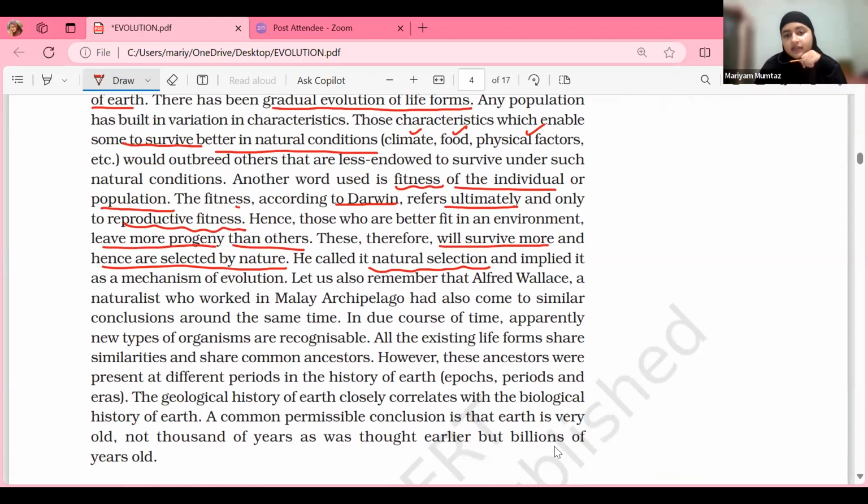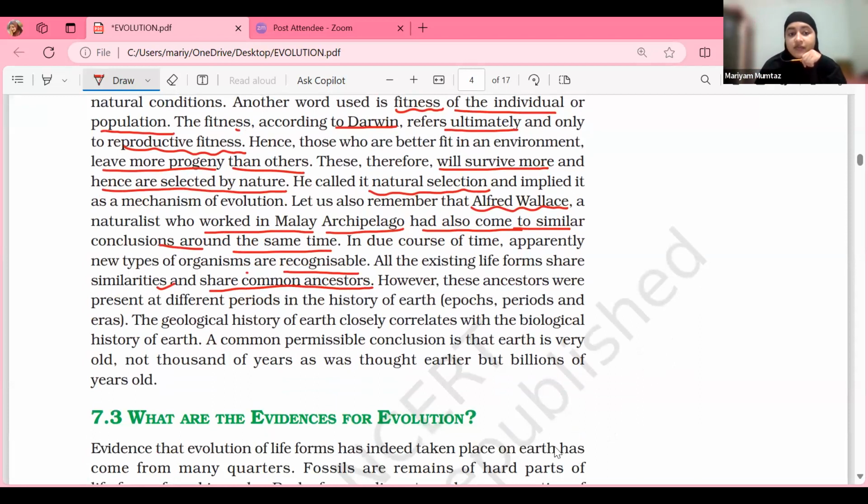Now, let us remember that Alfred Wallace, a naturalist who worked in the Malay archipelago, had also come to similar conclusions around the same time, during the time that Charles Darwin went on the voyage. In due course of time, apparently new types of organisms are recognizable. All the existing life forms share similarities and share some common ancestors, right? However, these ancestors were present at different times in the history of Earth, meaning in different epochs, in different periods, or in different eras. So these organisms can be present in all different time periods of the Earth.